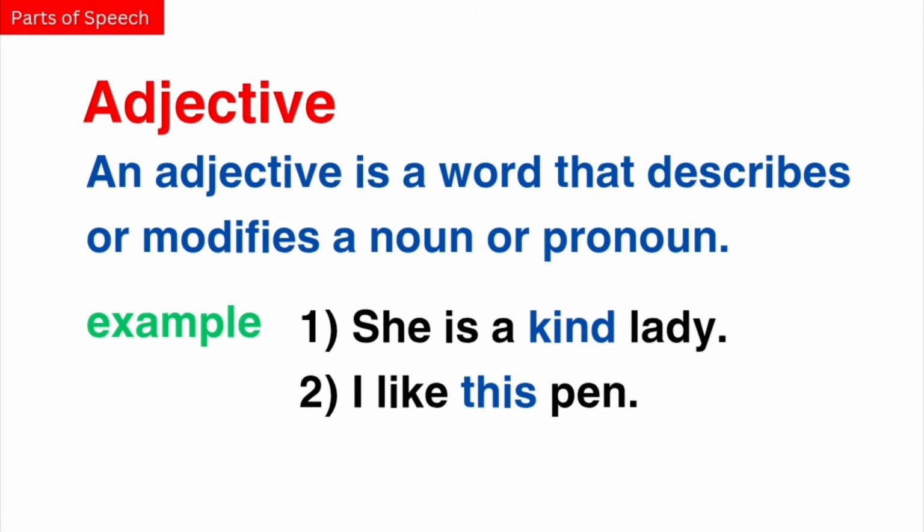Adjective. An adjective is a word that describes or modifies a noun or pronoun. Example: 1. She is a kind lady. Here, kind is an adjective. It describes the noun lady by telling what kind of lady she is. 2. I like this pen. This is an adjective. It describes the noun pen by specifying which pen is being referred to.